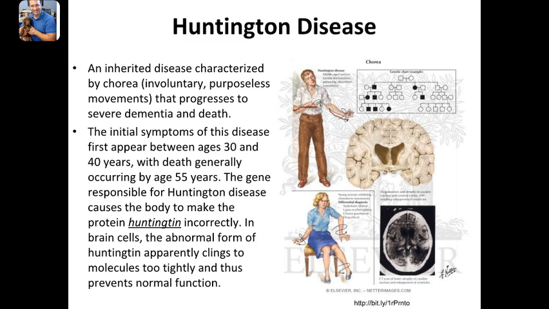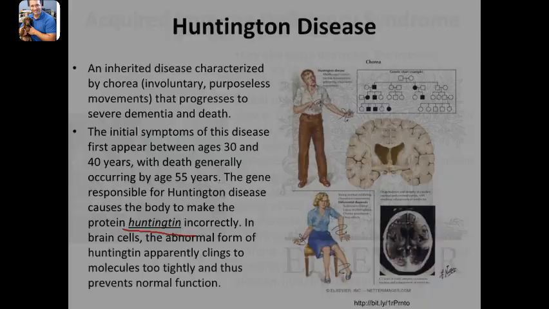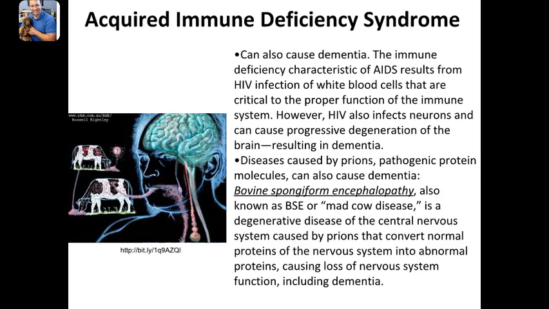AIDS. AIDS can cause dementia. Acquired immune deficiency syndrome is the progression from HIV, human immunodeficiency virus. So there's progressive degeneration of the brain in this case, and that's going to result in dementia. So deterioration of the structure, causing a resultant deterioration of function.